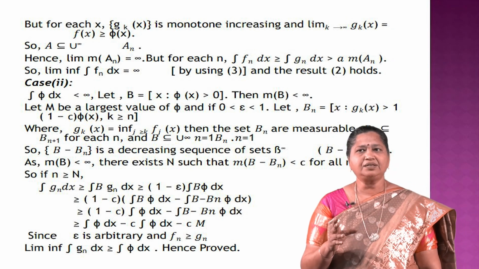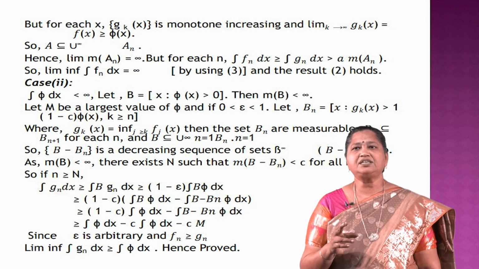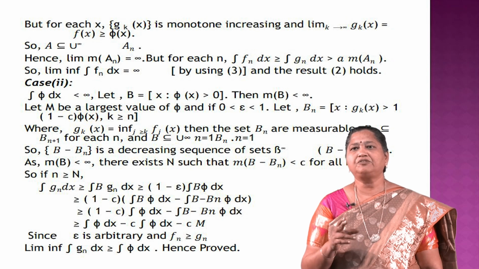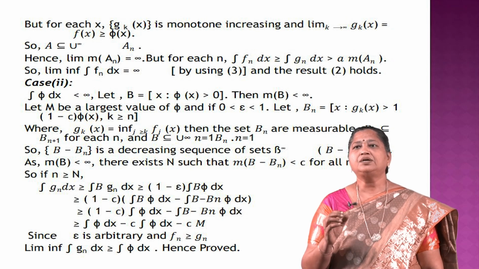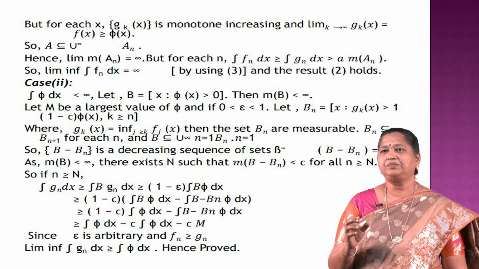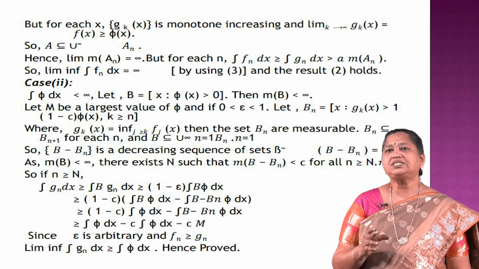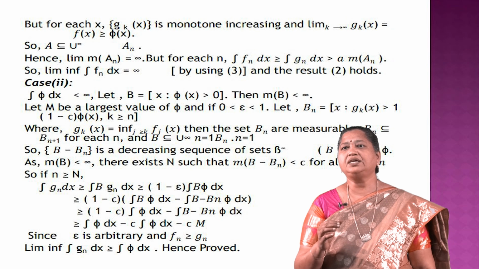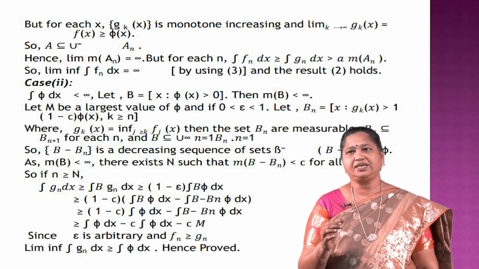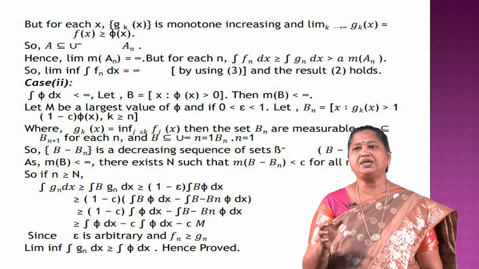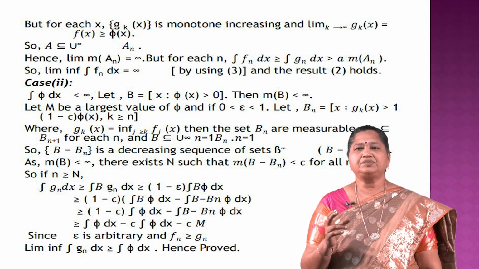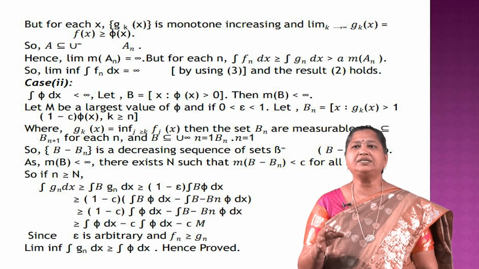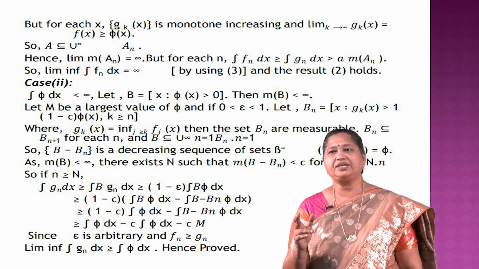If n is greater than or equal to capital N, the integral of g_n dx is greater than or equal to the integral over B of g_n dx, which is greater than (1 minus epsilon) times the integral over B of phi dx. So this is greater than or equal to, using the above steps, (1 minus epsilon) times the integral over B of phi dx minus the integral over B minus B_n of phi dx. Again, this is greater than or equal to (1 minus epsilon) times the integral of phi dx minus the integral over B minus B_n of phi dx.